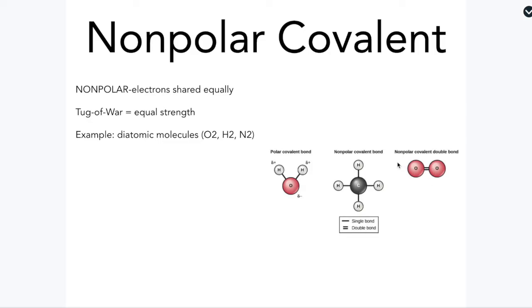There are other examples of nonpolar bonds, such as right here, this is called methane. The reason that it is nonpolar is because it is symmetrical. But we're not going to get too far into that. We are instead just going to say that if things like oxygen are bonded to itself, hydrogen or nitrogen, it is nonpolar covalent.